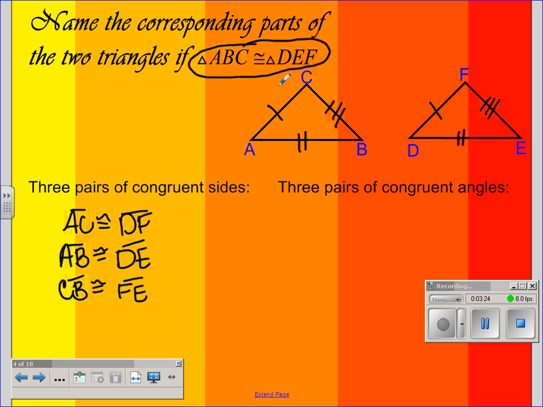Okay, three pairs of congruent angles. Those are just the angles that would match. Angle A would be congruent to angle D. Angle B would be congruent to angle E. And finally, angle C would be congruent to angle F. You can check up on top: first letter, second letter, and so forth. I think you'll get the idea on the matching.